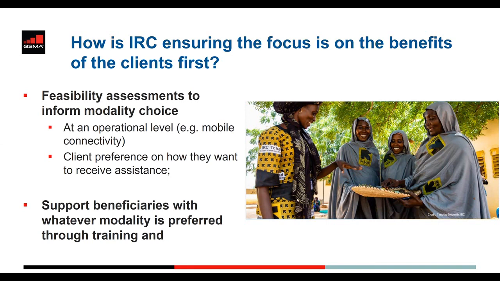So we're looking at the operational factors, of course, like the availability of banking services or mobile connectivity. We're also looking at the market situation. And then, sort of a top priority is the client preference and how they want to receive assistance.